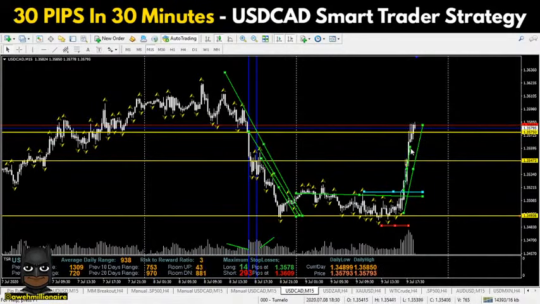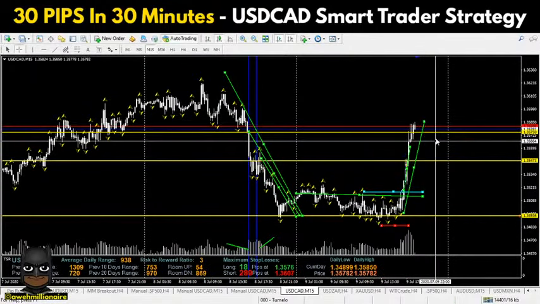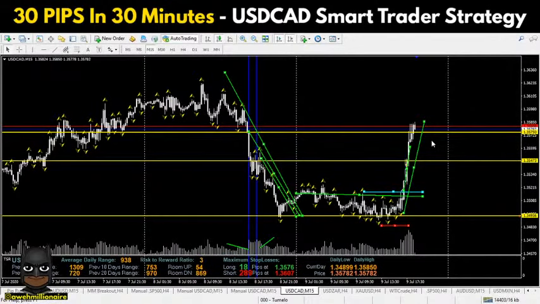So we already know the banks are setting up the retail amateur traders, inducing them to take the opposite side of the trade. But you already know, as a smart trader, you're staying ready, because now price is testing the supply level. And that's how you collect 30 pips in literally 30 minutes, trading like a smart trader and following the smart money.